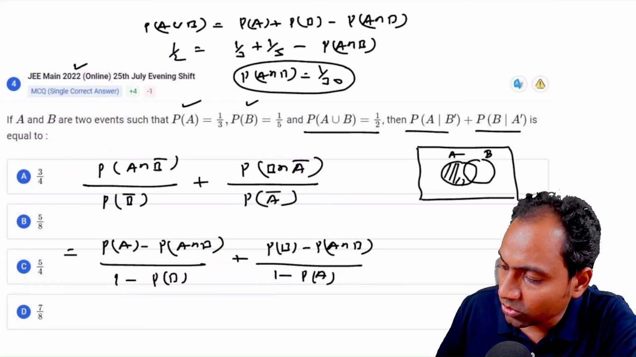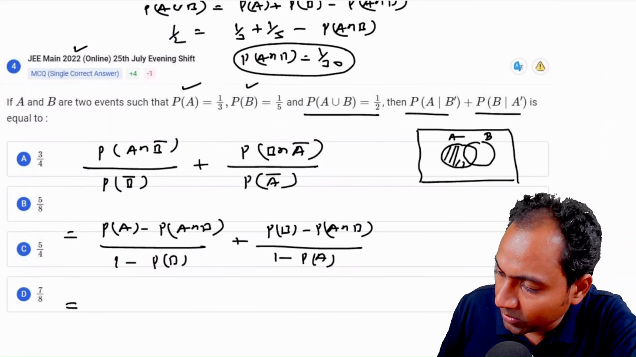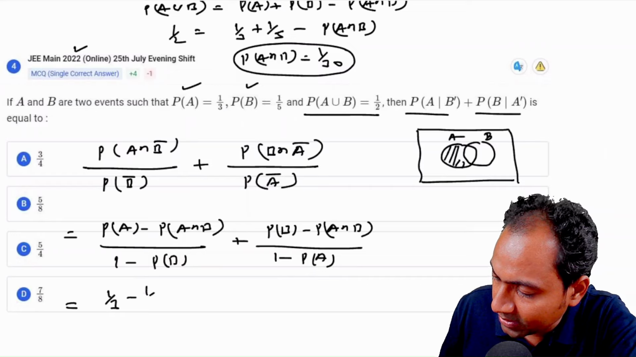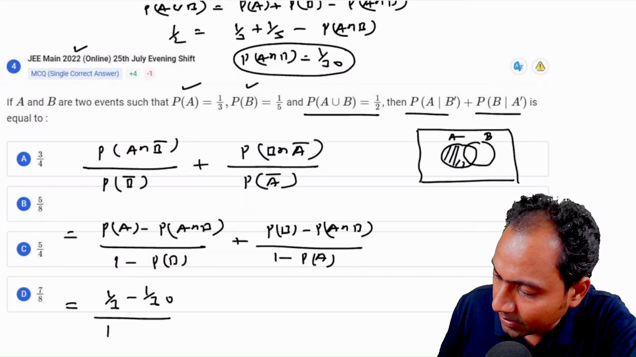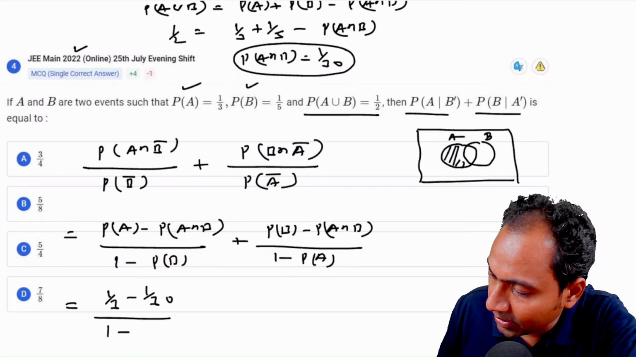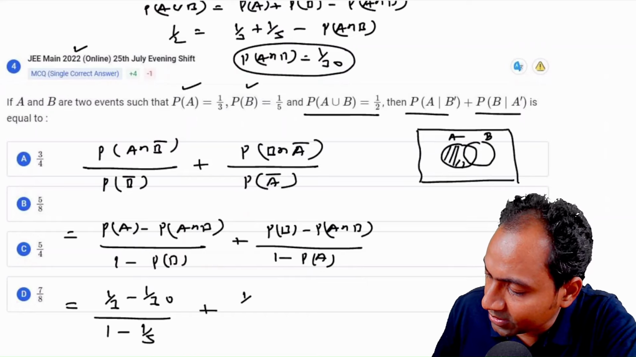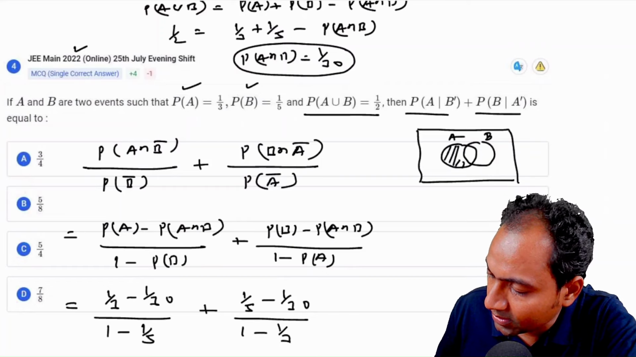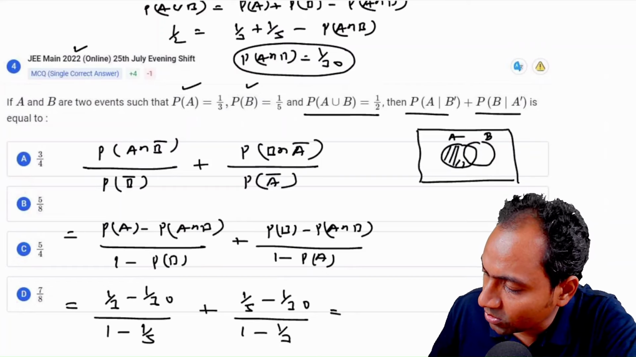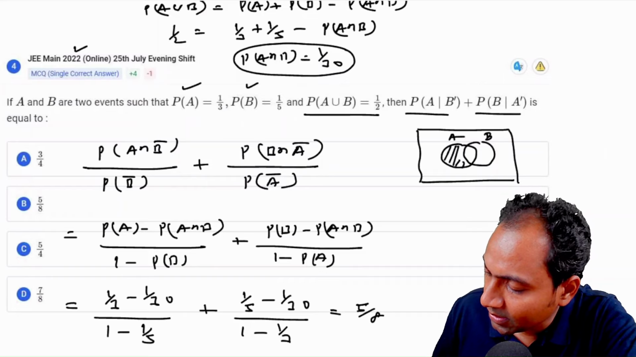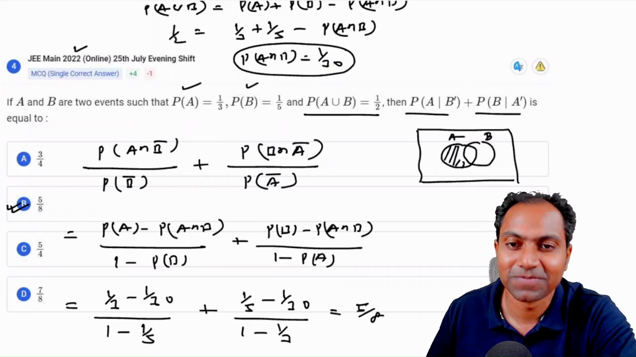Now let us substitute all the values. So my P of A is nothing but 1 by 3 minus 1 by 30 by 1 minus 1 by 5. And the next part is nothing but P of B, that is 1 by 5 minus 1 by 30 by 1 minus 1 by 3. If I simplify this, this comes out to be 5 by 8. That is nothing but option B.